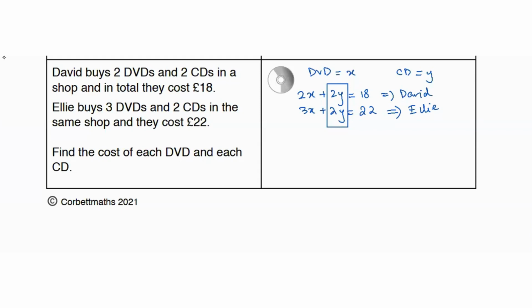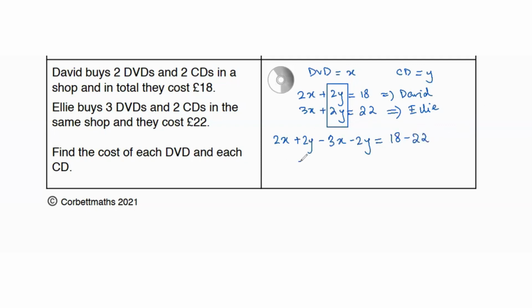Next, we check what the signs are. If the signs are same, we subtract the equations. If the signs are opposite, we add them. In this case, since the signs are exactly same, we will subtract the equations, which means 2x plus 2y gets subtracted from 3x and 2y, which means 18 minus 22 for the right hand side.